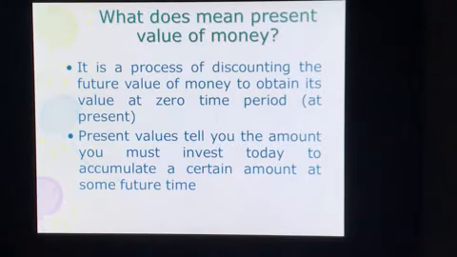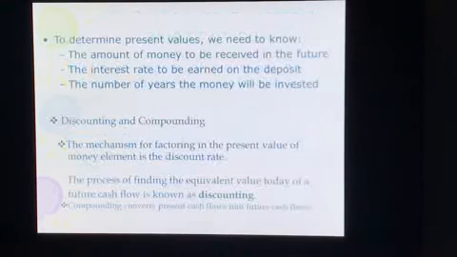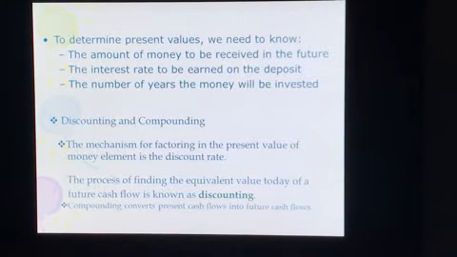While calculating the present value of money, first of all we need to understand what the present value of money is. It is the process of discounting future cash flows of money to obtain its value at a zero time period, or we can say at the current or today's time period, or at the present time period. Present value actually tells you the amount you must invest today to accumulate a certain amount at some future time period. To determine the present value, we need to know the amount of money to be received in future, the interest rate to be earned on your deposit, and the number of time periods. These 3 things we know: the future value, the interest rate and the time period.